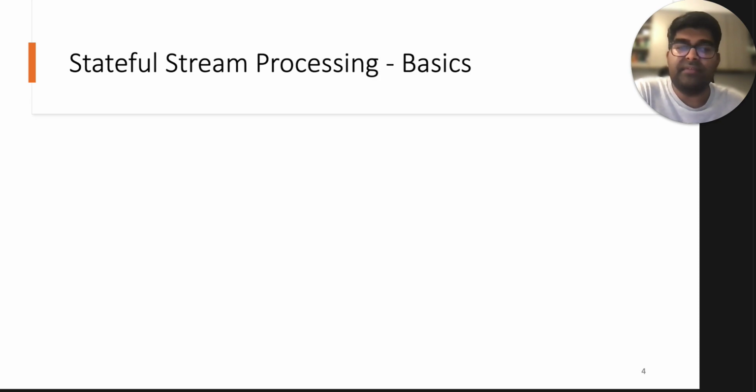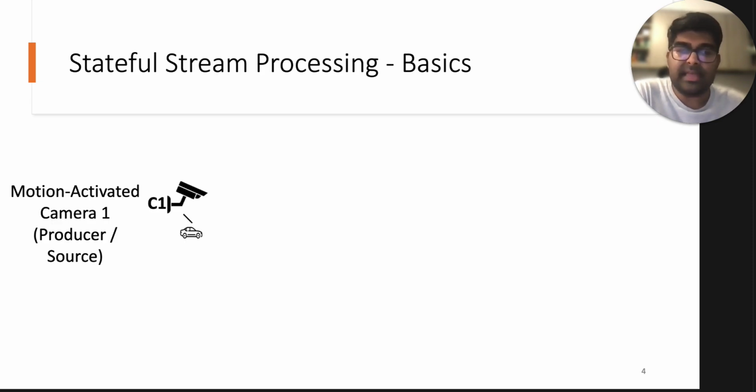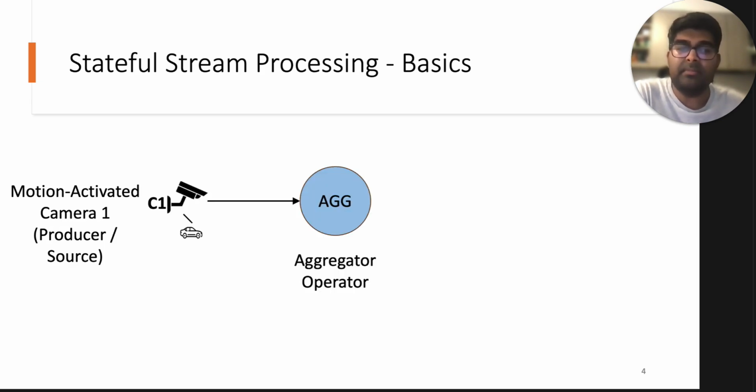Let's use a traffic monitoring application to describe some of the stream processing basics. The goal of this application is to control the traffic light based on the number of vehicles on a certain street. For this application, the data source is a motion activated camera that produces vehicle images when a vehicle passes in front of the camera. The camera images are called tuples.